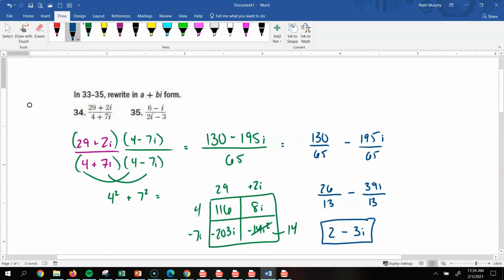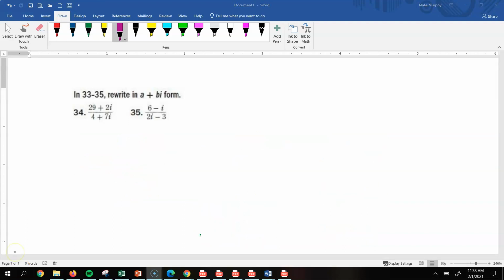So with 35, let's just do this. I'm going to erase everything here. All right, now that I have all that gone, let's look at 35. So for 35, I notice that we have 6 minus i in the numerator, but do you notice something as I'm writing this down? Do you notice something about the denominator? The denominator, we don't have it in a plus bi form. You always want to have it in that form because that'll make it easier for finding the conjugate. Now that's a negative 3 and a positive 2i.